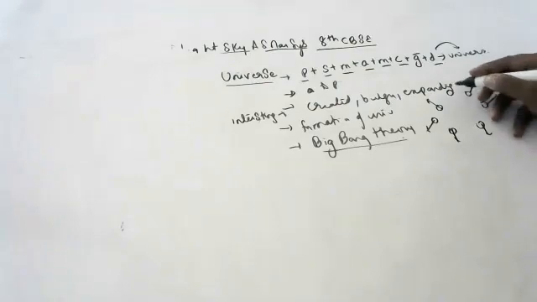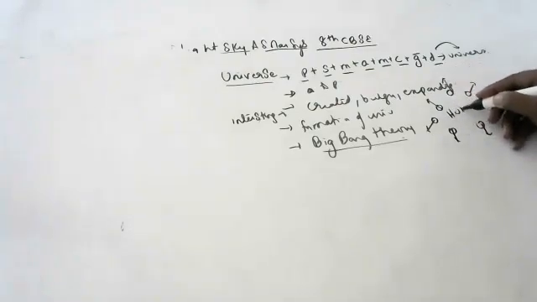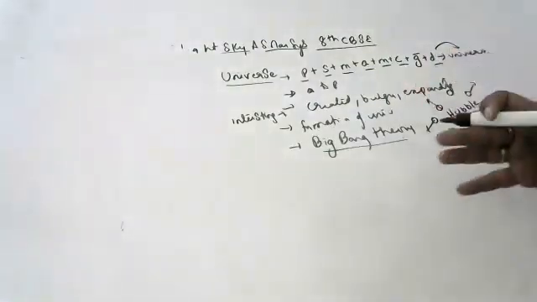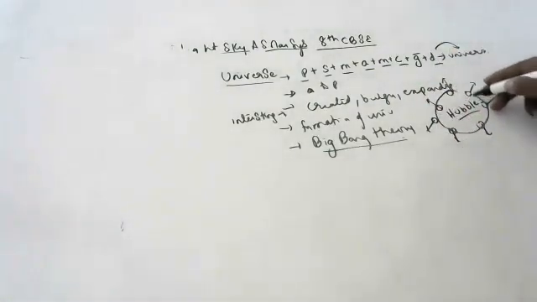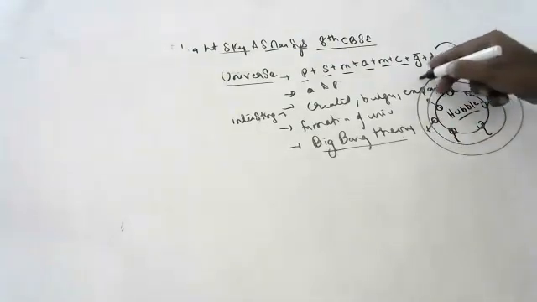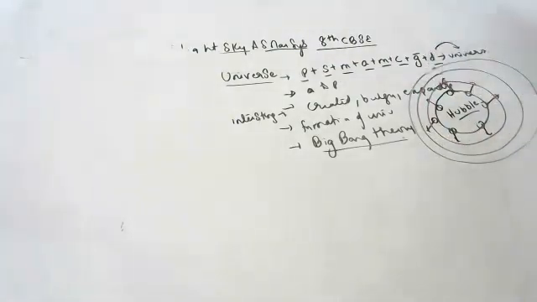All the galaxies are moving away from each other. Who observed this? Hubble. Hubble said that all the galaxies are moving away. Moving away means they are slowly expanding.